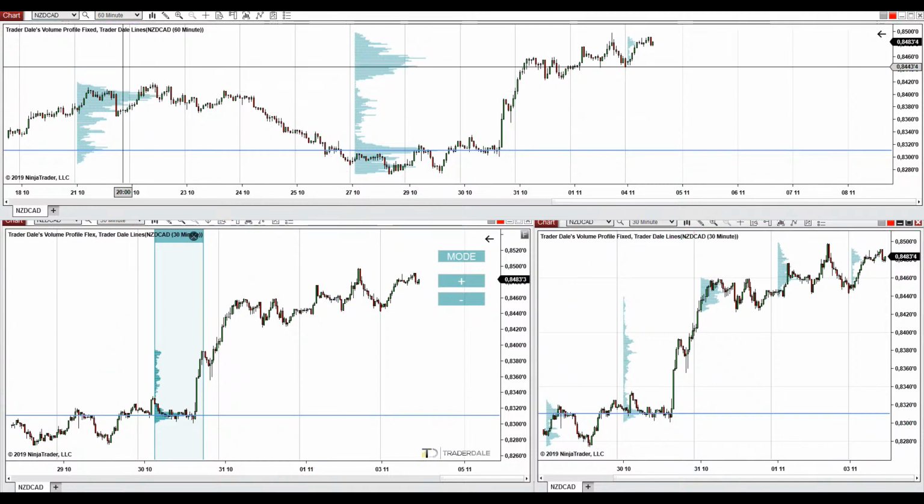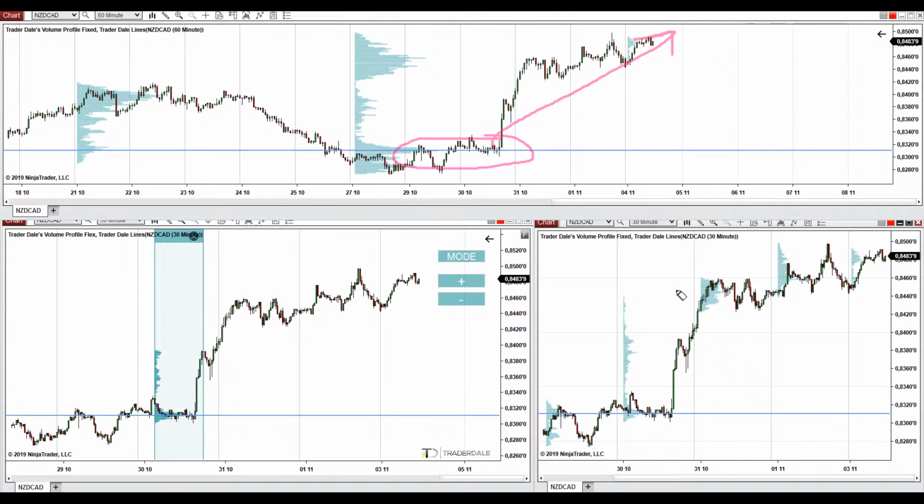So in here on the New Zealand dollar, Canadian dollar, you can see that there was a rotation, and from that rotation there was a strong buying activity. And this buying activity started in here. From this little rotation there was aggressive buying activity in here, and afterwards the buying activity continued. And in here where the buying activity started, there was this rotation where heavy volumes get accumulated.